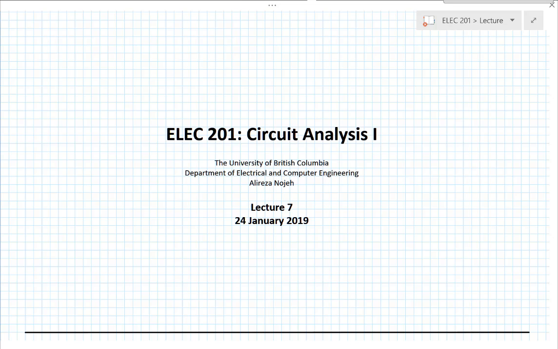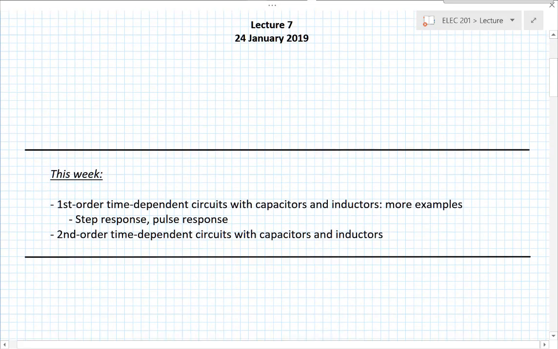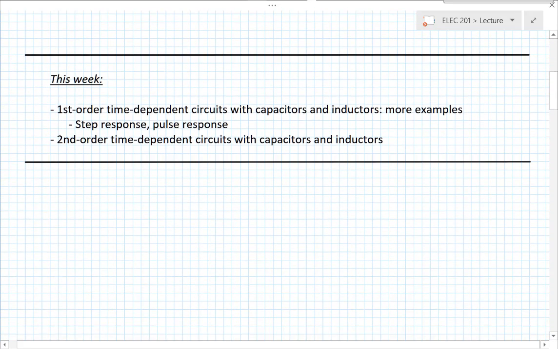And the topic for today is basically the continuation of what we have been talking about for the past few lectures. So far we've seen first order circuits to some extent. And I'd like to get into second order circuits today.